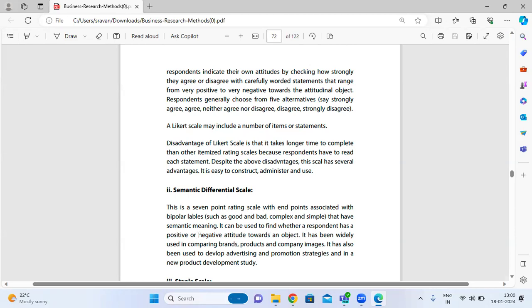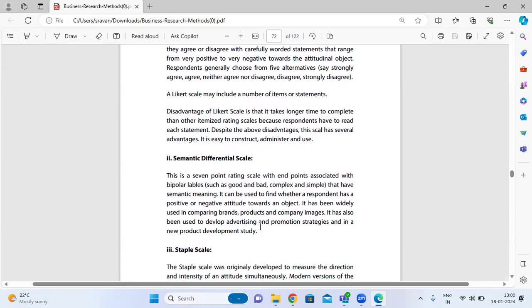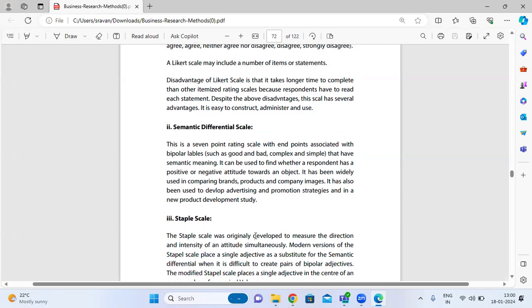It has been widely used for comparing brands, products, and company images. It has also been used to develop advertising and promotional strategies and in new product development studies.